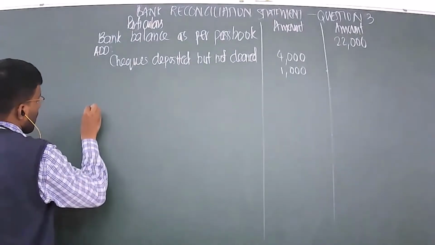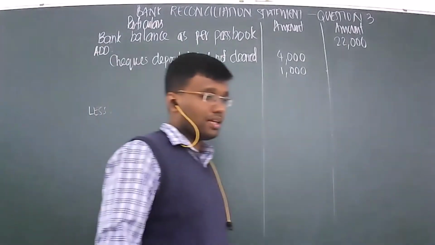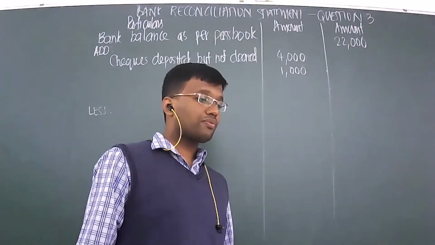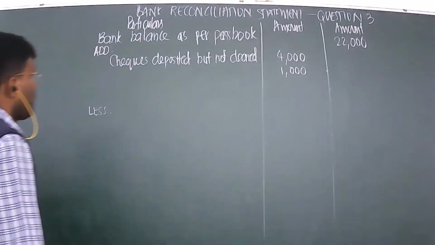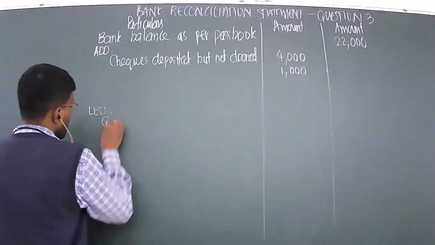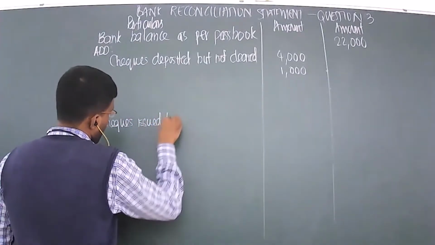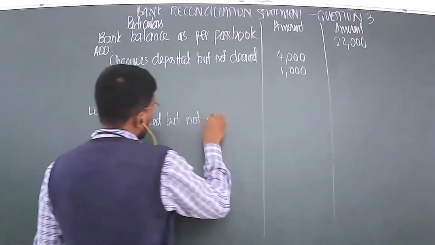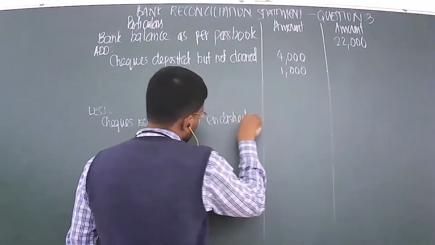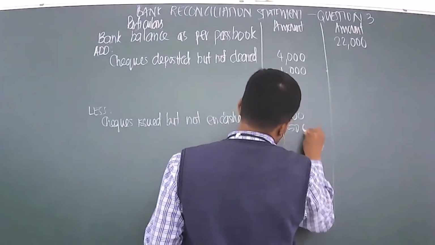Then there are some that we have to subtract. The transactions that we have to subtract are that Mr. XYZ issued checks worth 500 and 1,500, but they have not been encashed by the vendor. So you gave someone checks, but that vendor has not encashed these checks. So checks issued but not encashed, and that is 500 and 1,500.